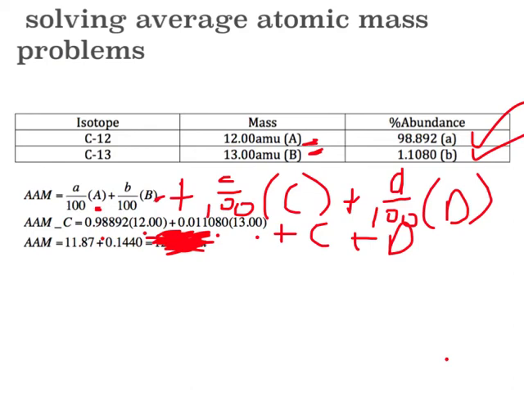Some questions are harder. Sometimes you'll have to solve for different parts of this equation. That's fine. You can rearrange the equation and solve because you're good at algebra. Also, it's important to note that every single number that you see in terms of mass numbers on the periodic table are, in fact, average atomic masses of those elements.